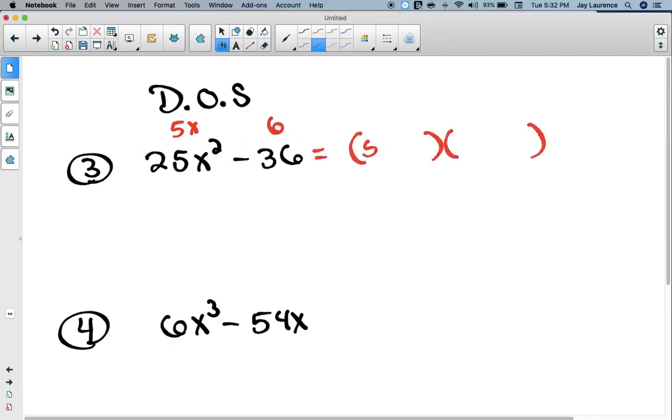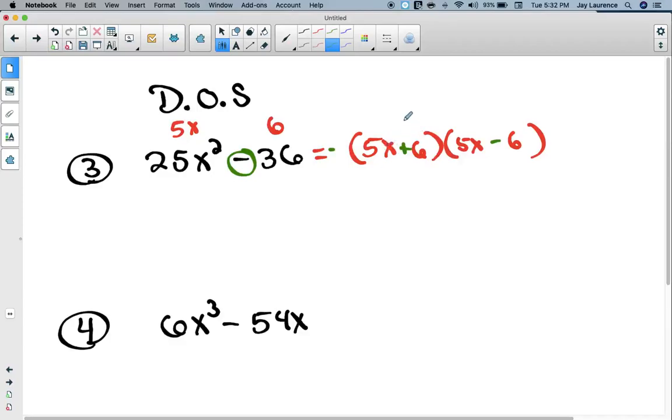Okay, so we're going to get a 5x, a 6, a 5x, and a 6. And when the last term is negative, we get 1 of each sign.